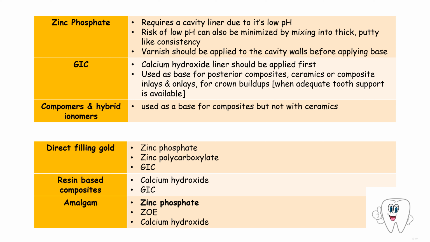In case of direct filling gold, the cements that can be used as liners and bases are zinc phosphate, zinc polycarboxylate, and GIC. For resin-based composites, calcium hydroxide and GIC can be used. For amalgam, the main cement that can be used is zinc phosphate. Other ones are ZOE and calcium hydroxide.